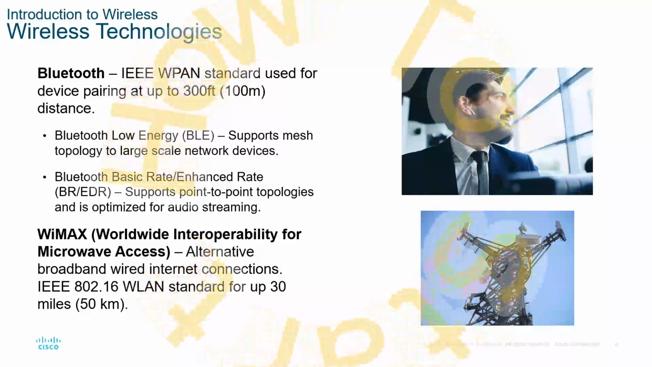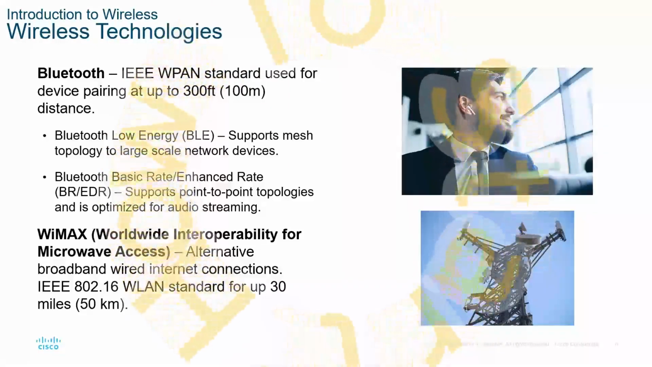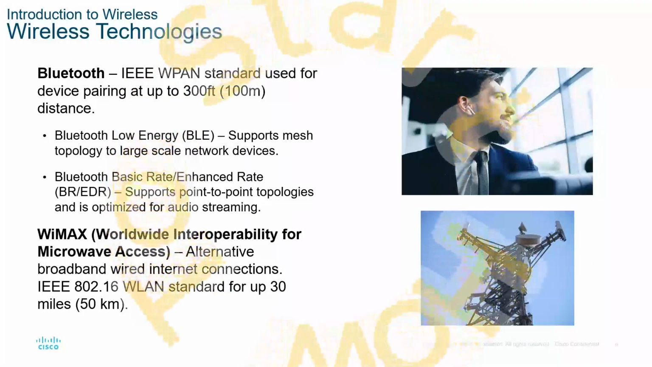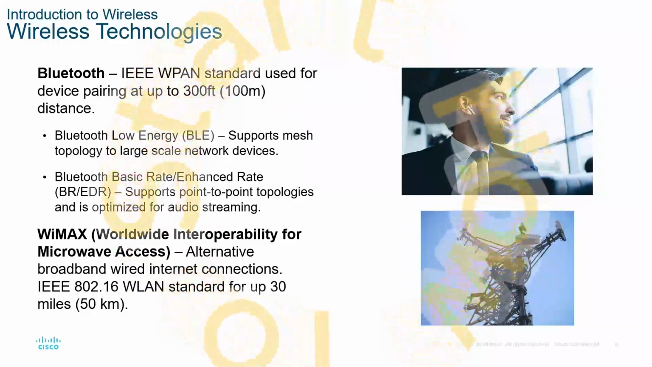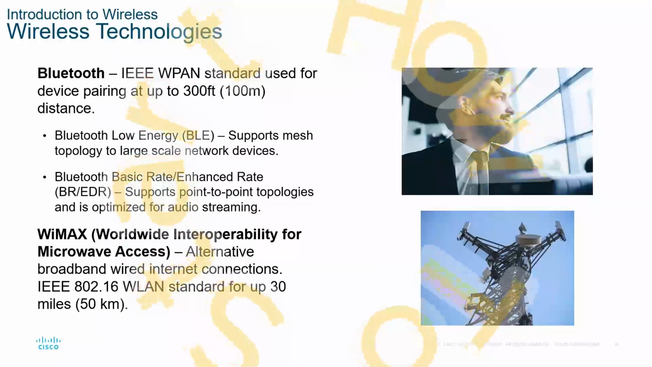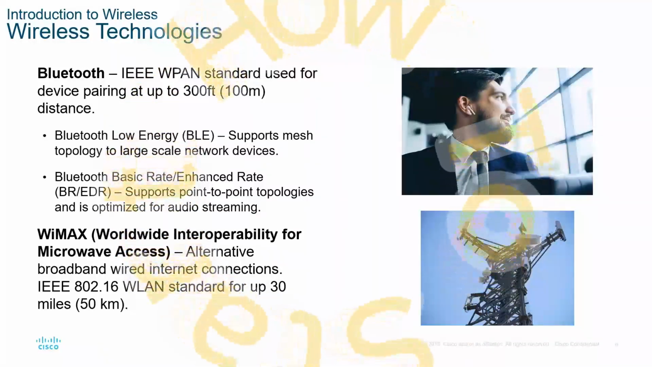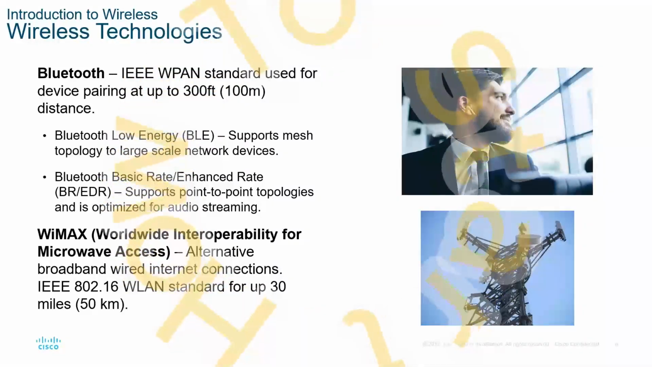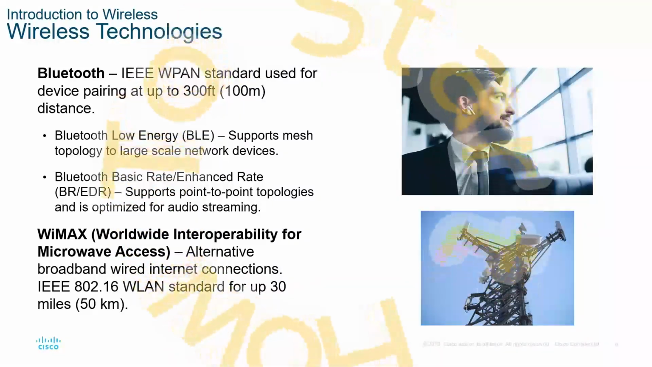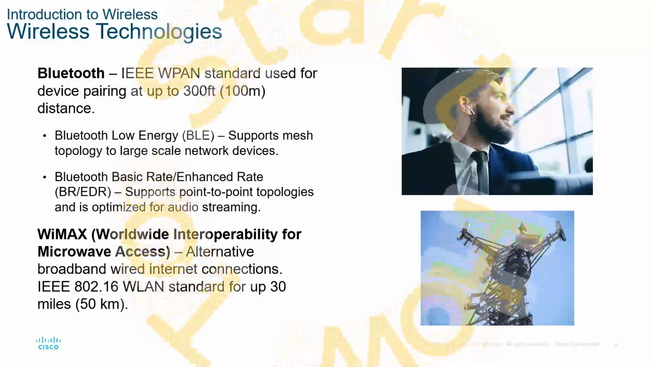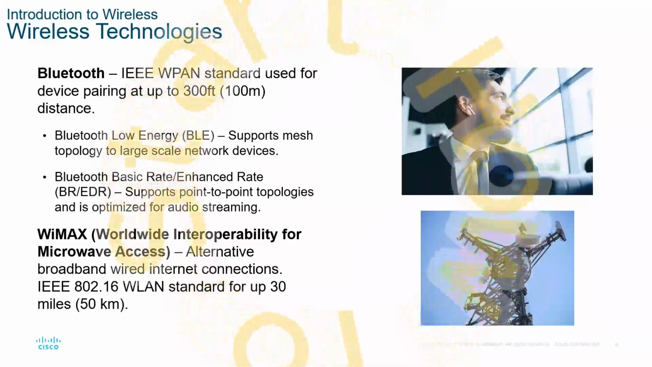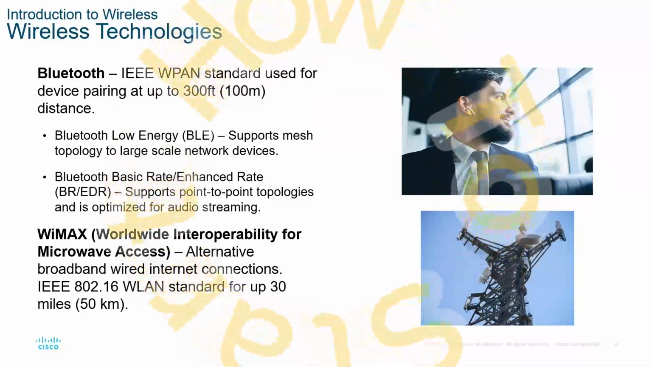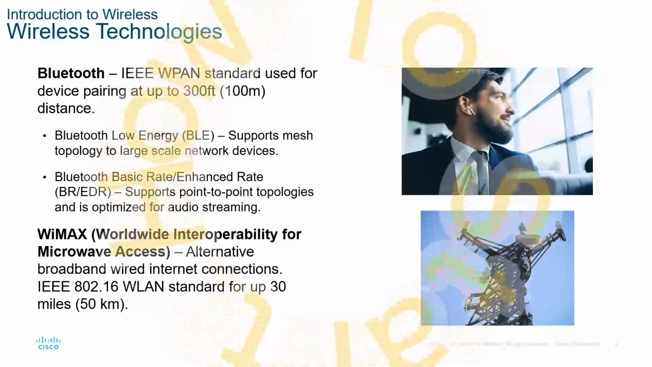I said earlier when we talked about a MAN, something called WiMAX. WiMAX is Worldwide Interoperability for Microwave Access. Essentially, it's an alternative to broadband wired internet connections. It uses IEEE's 802.16 wireless standard, and it's for wireless up to 30 miles, or about 50 kilometers. Again, city-wide wireless MANs are probably looking at this WiMAX technology.